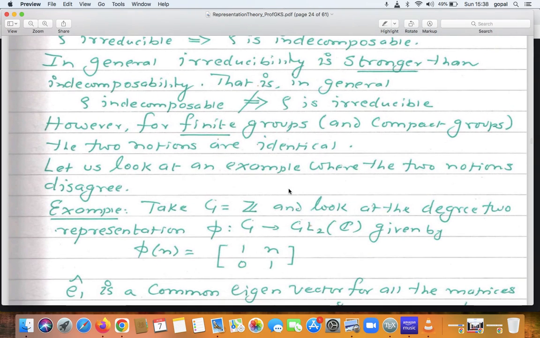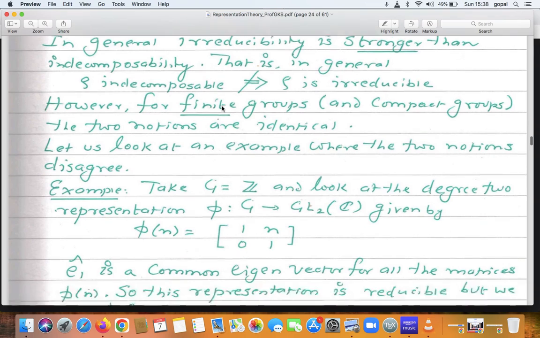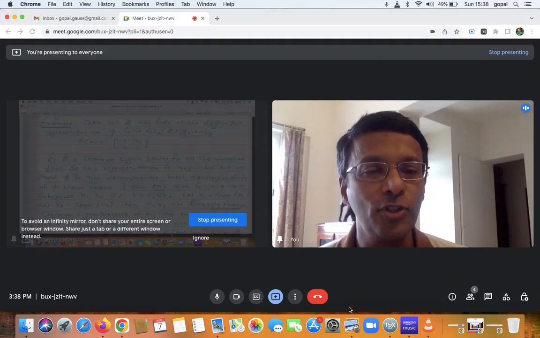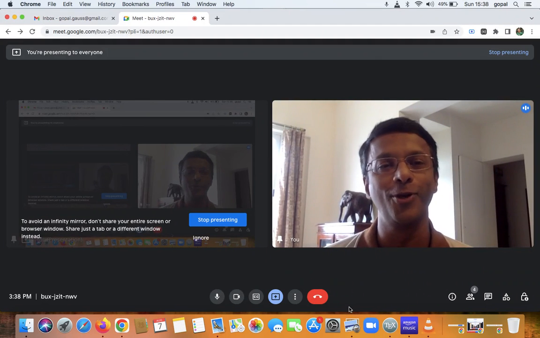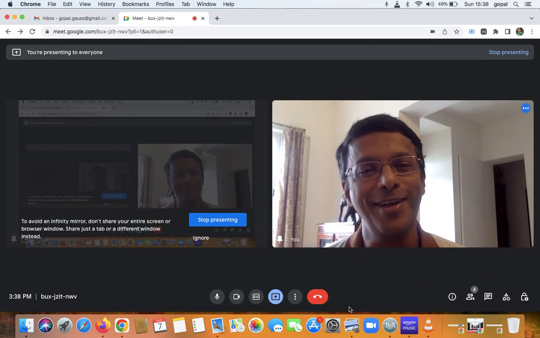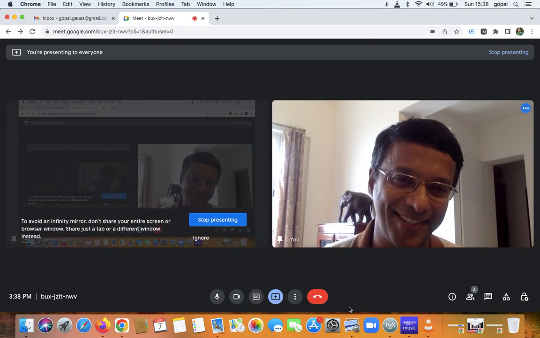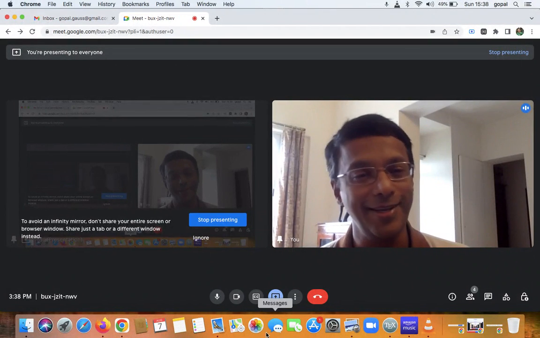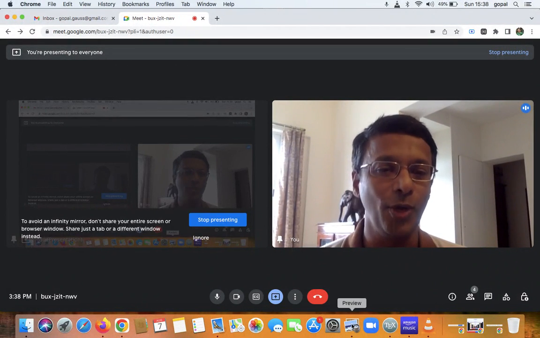For finite groups, the converse is true. For compact groups, the converse is true. So the two notions are identical for compact groups and in particular for finite groups. We don't have to worry about it. We have to worry about it only when we work with non-compact groups. Unfortunately, non-compact groups are going to be extremely important in many parts of mathematical physics, and so this distinction will become very, very significant.